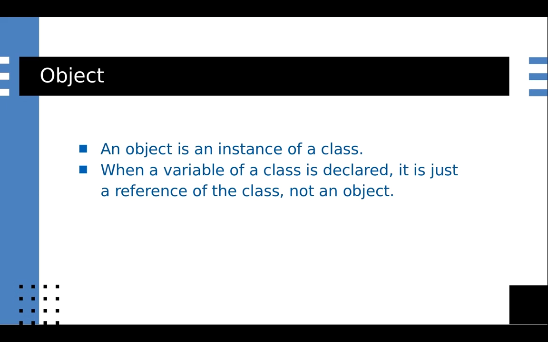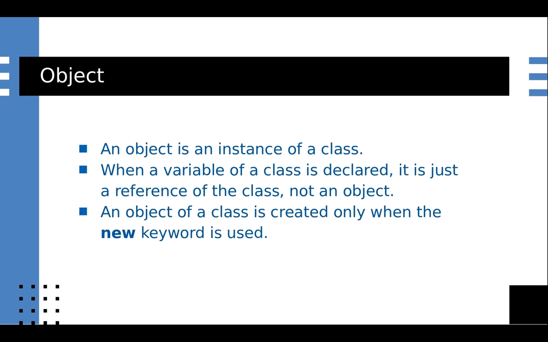Now we'll come to what is an object. An object is an instance of a class. What is meant by instance? It's a reference for a particular class. So when a variable of a class is declared, it is just the reference. It doesn't get any memory. It is not an object. It doesn't provide any memory space. But when an object of a class is created, only when the new keyword is used, that is when and how memory allocation is made possible. I'll show you clearly with an example.